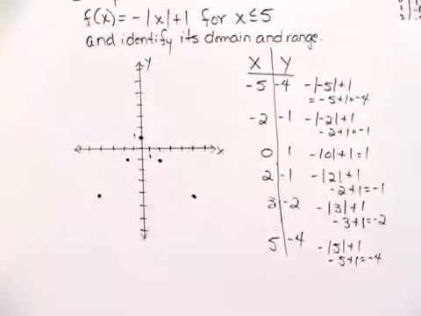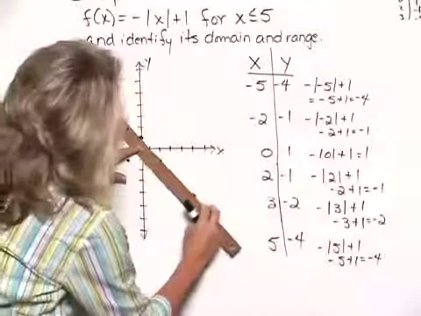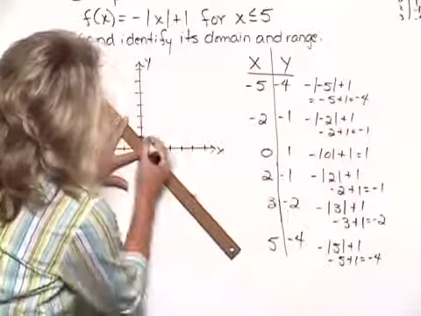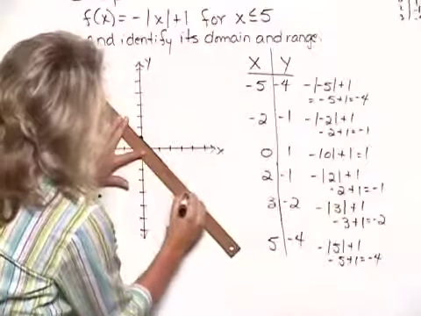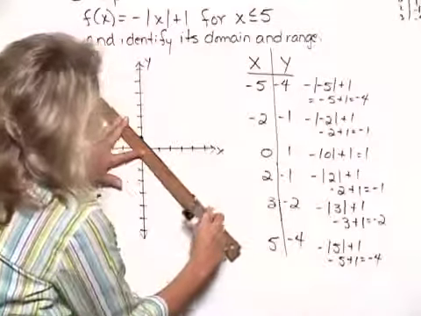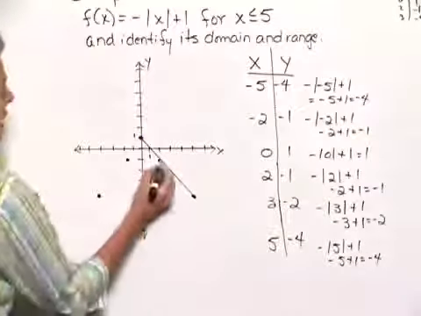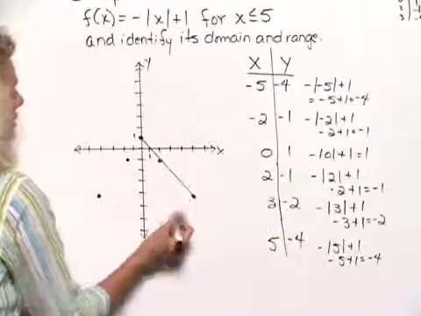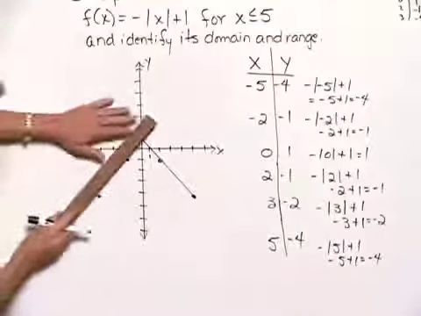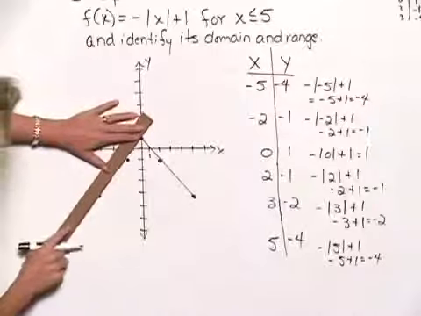Okay. So using our straight edge now, we can connect these two sides. And remember, we don't want to extend past our point 5, -4, because x has to be less than or equal to 5. But we can extend on the other side.